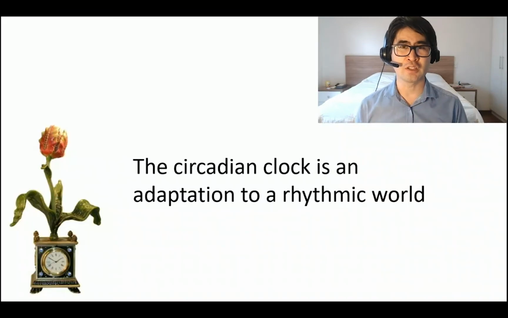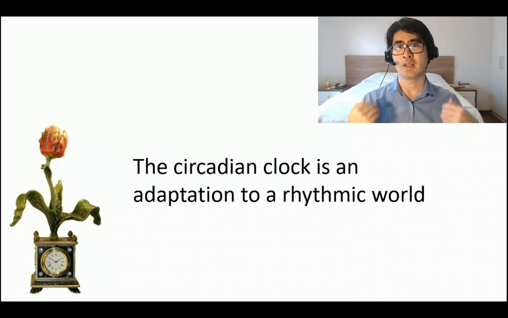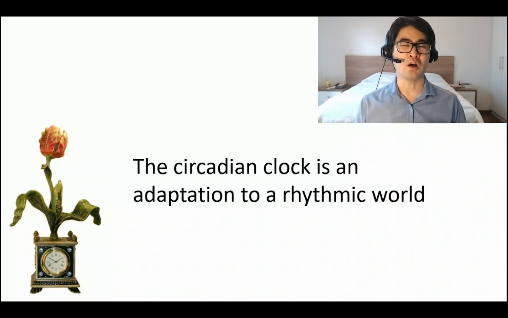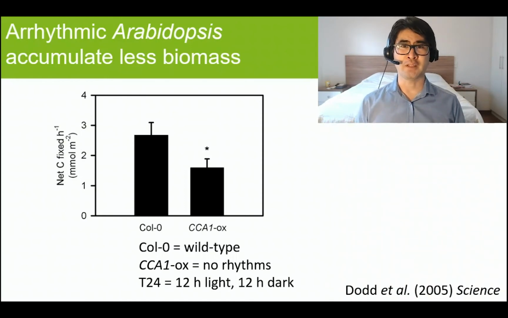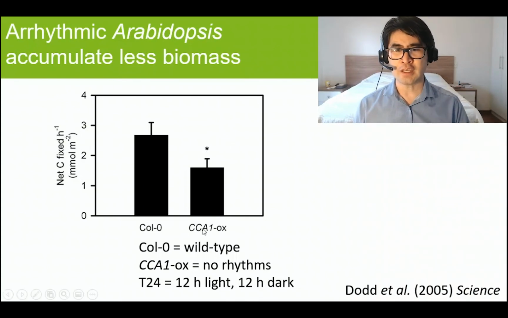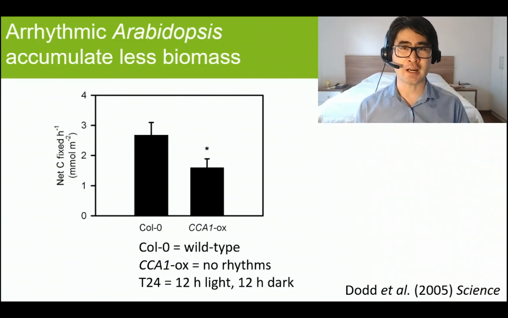One adaptation to live under an ever-changing world is to have an endogenous mechanism that keeps time, and we call this mechanism the circadian clock. Arrhythmic plants grow less than plants that have an intact circadian clock. In these experiments using Arabidopsis, they overexpress a circadian clock gene, effectively stopping the clock during the morning. And those plants fix less carbon, they have a lower water use efficiency, and they are overall less productive than the wild type plants.